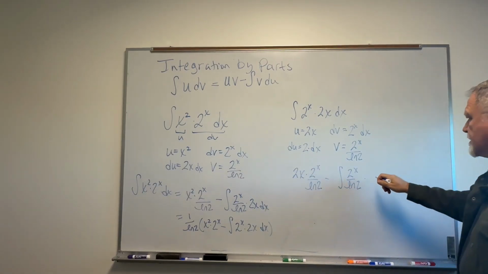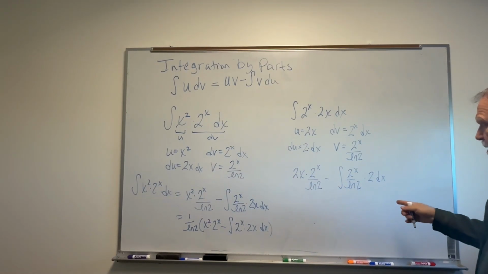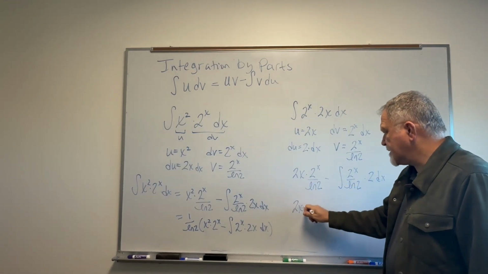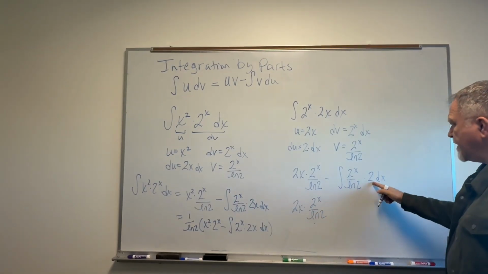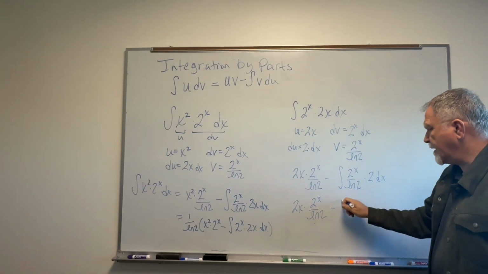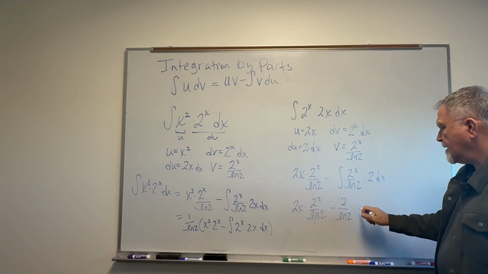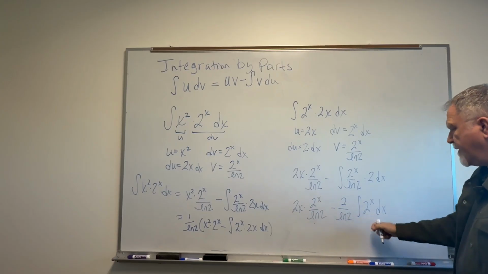Well, du is just 2 dx. I'll be able to integrate that. Let me go ahead and simplify this piece. I've got 2 to the x times 2 to the x over natural log of 2. I can bring this 2 and that natural log of 2 on the front. So this is 2 all over natural log of 2 times the integral of 2 to the x dx. And I know how to integrate that.